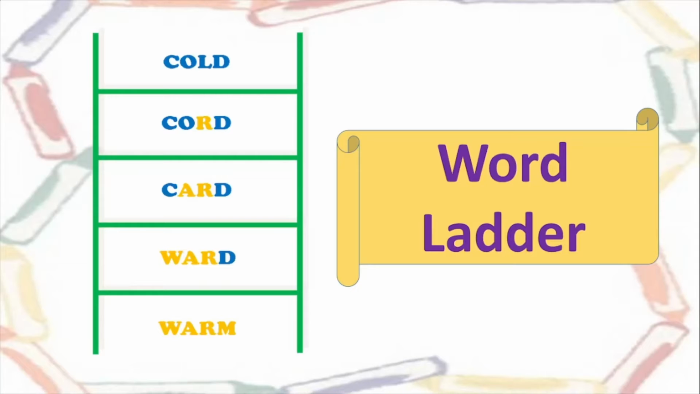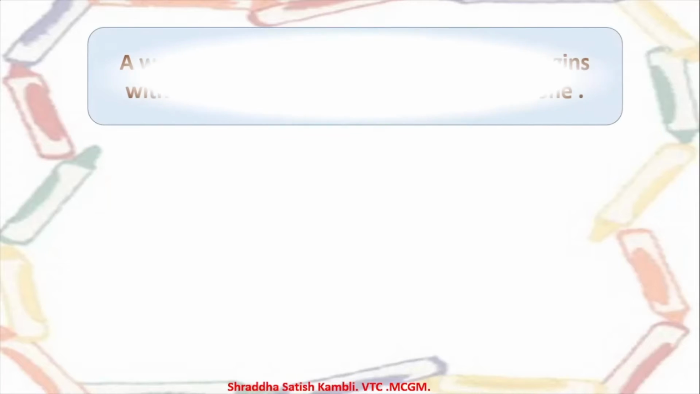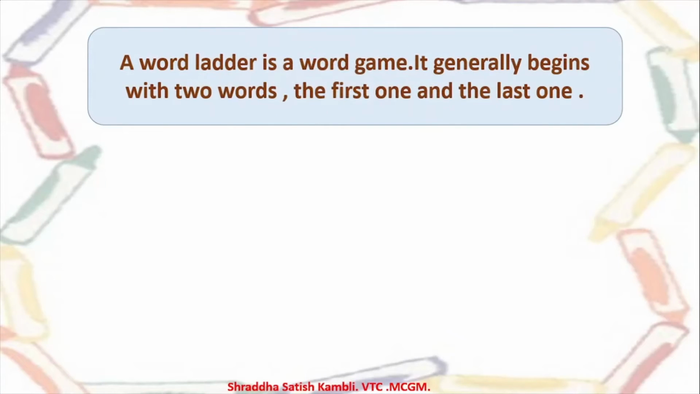So this is how word ladders work. Before we go and see many examples and before we also try and solve questions, let us try and understand how you will define this particular game. The word ladder is a word game. It generally begins with two words, the first one and the last one. Like we saw, in the beginning we had cold and in the end we had warm.